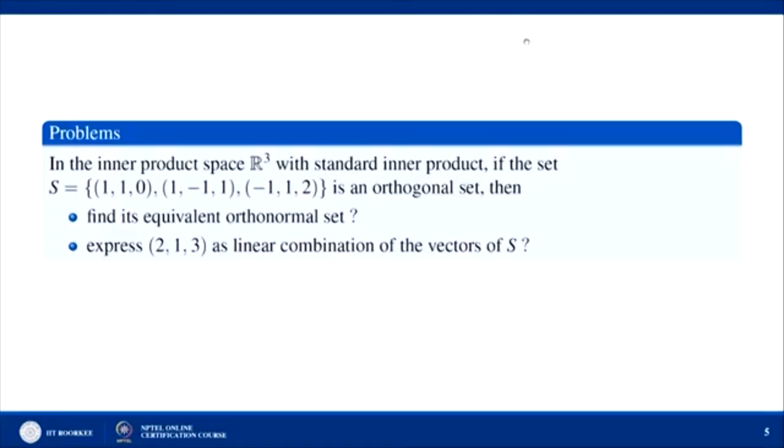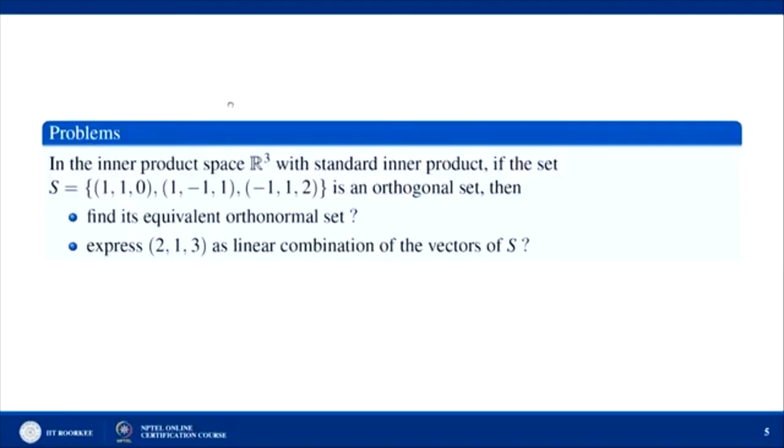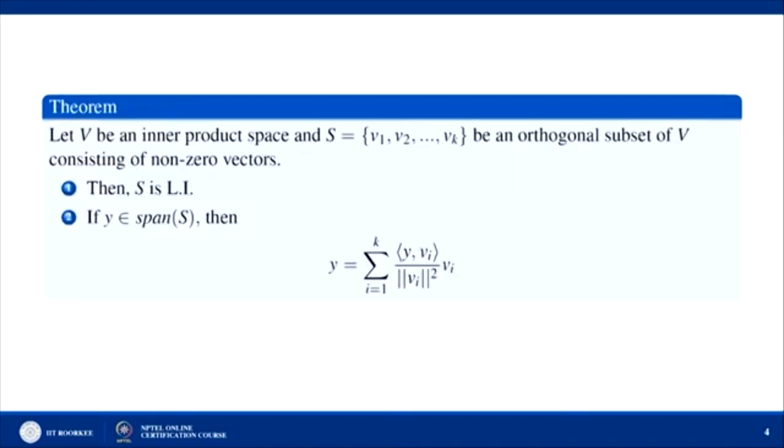Now, the next problem: we have to express (2, 1, 3) as a linear combination of vectors of S. So how can we express (2, 1, 3) as a linear combination of elements of S? We can use the previous result. In the previous result, this set is an orthogonal set, and if y belongs to the span of S, then this y is some expression like this.